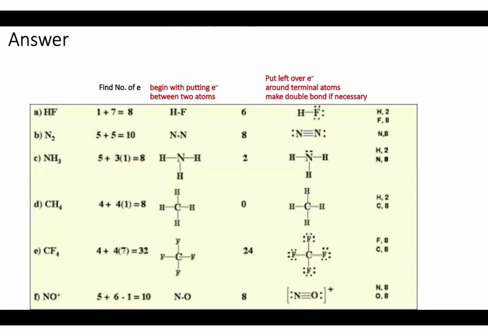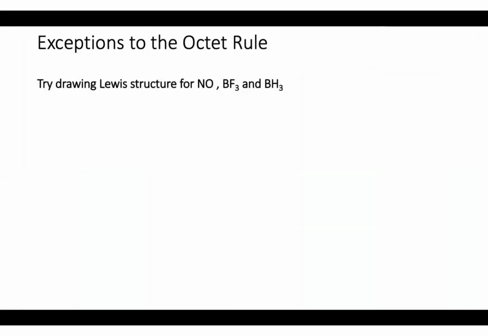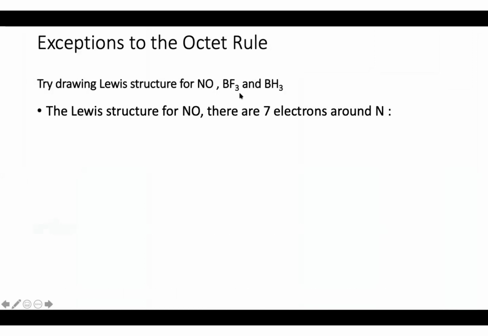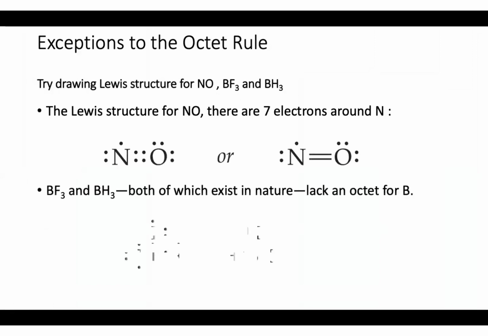Okay, guys. Now I want to talk about exceptions to the octet rule. There are some exceptions to the octet rule. Group 3 elements, here B, boron, is basically an exception to the octet rule. It is happy with 6 electrons around it. So if you see boron in a compound with 3 elements attached to it, it's happy with 6 electrons. Okay, so this is an exception to the octet rule.